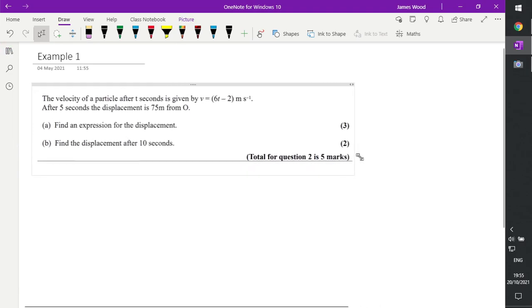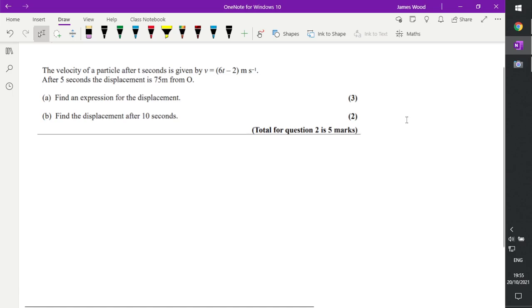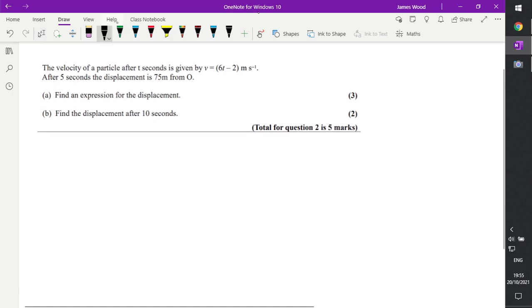Okay, in this example then, the velocity of a particle after t seconds is v equals 6t minus 2. After 5 seconds, the displacement is 75 meters. Find an expression for the displacement. So we've got velocity, we want displacement. Displacement is the integral of velocity, so the area under a vt graph. So we need to integrate this. So it's going to be 6t squared over 2, so that'll be 3t squared minus 2t. We need to do plus c as well.